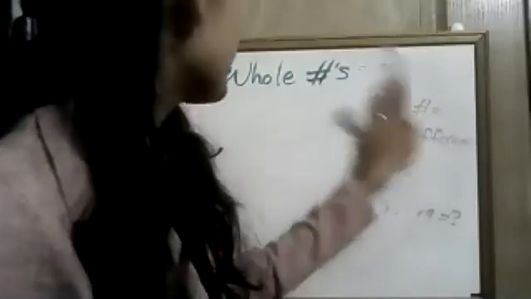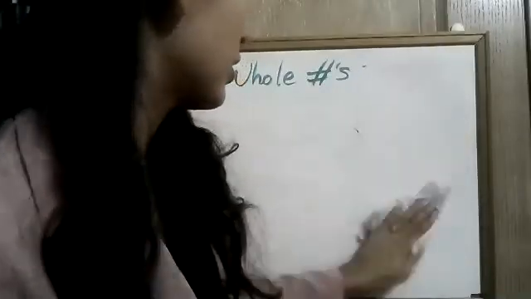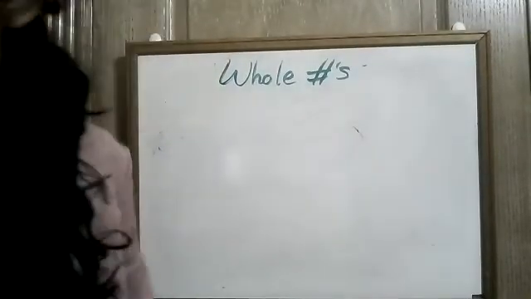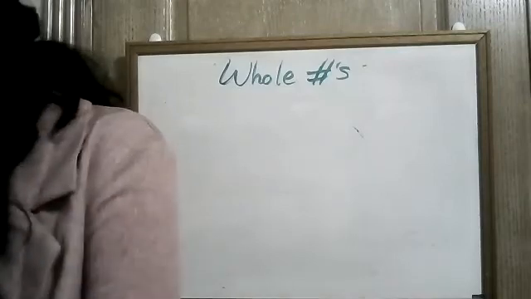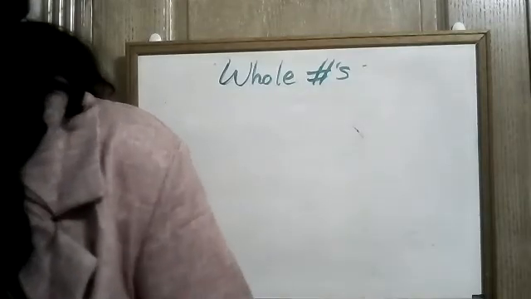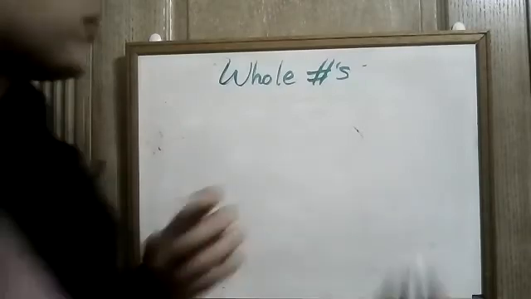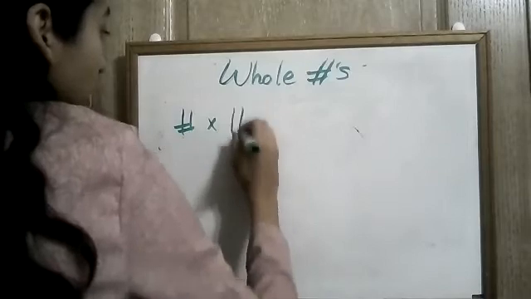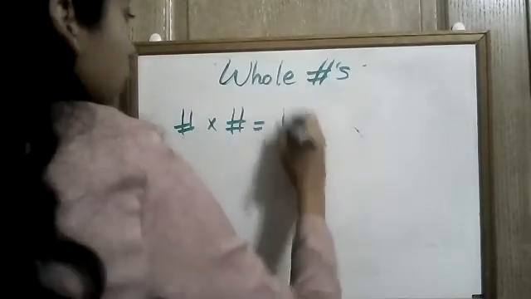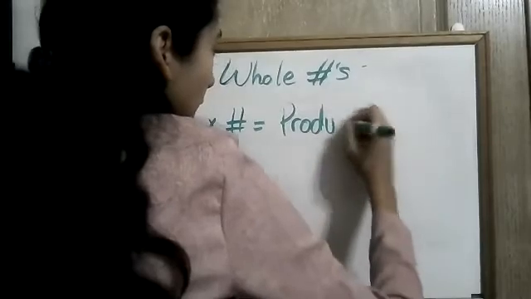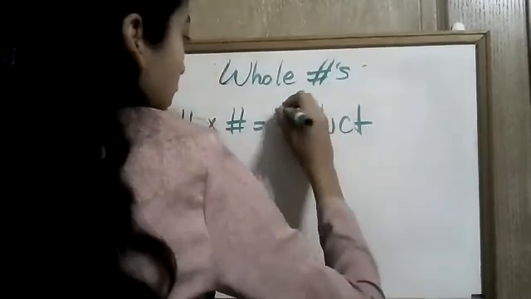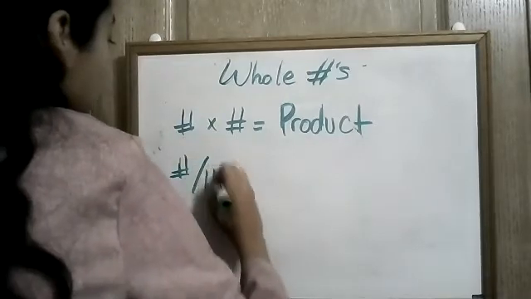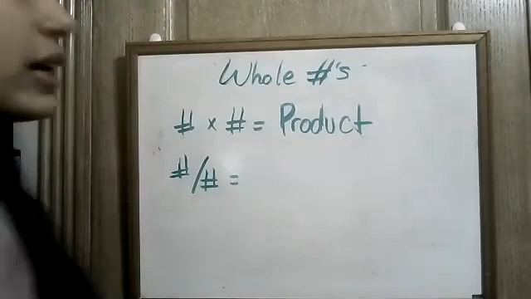So we talked about addition and subtraction. Now we're going to be talking about multiplication. So with multiplication, when we get a number times another number, we get the product. Now, when we divide a number by another number, we get the quotient.